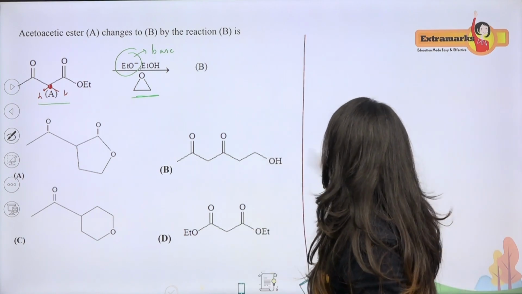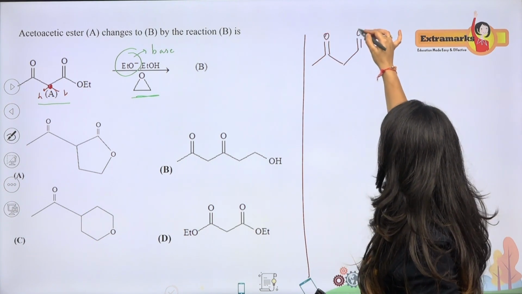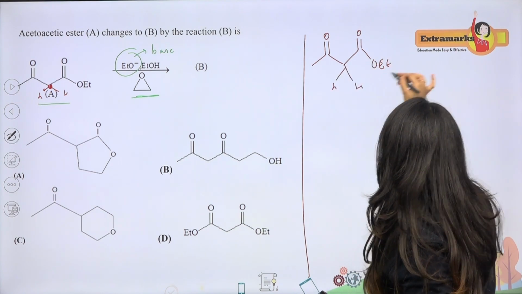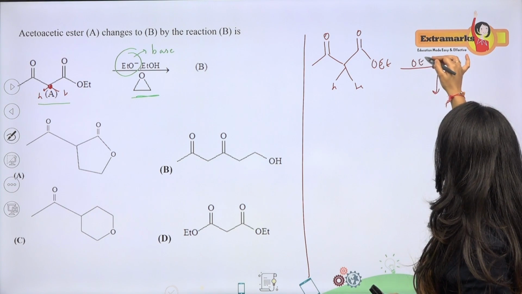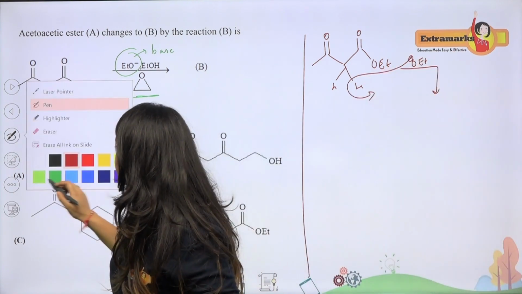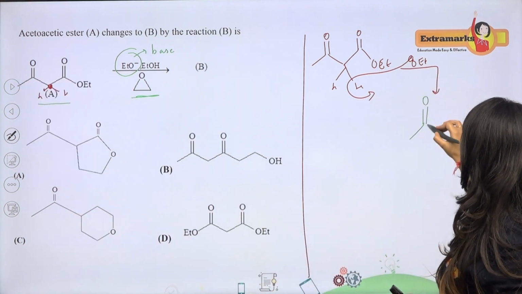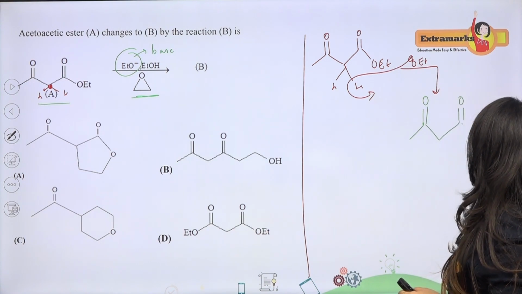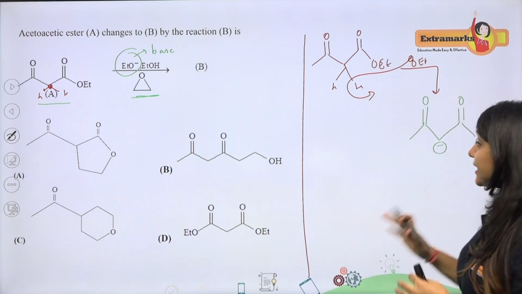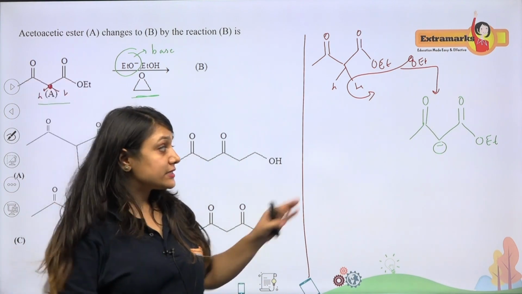So now please carefully look here. When EtO minus reacts with this one, it is going to abstract this particular proton. Okay, so this base will abstract this proton and give you this particular reagent, as you can see here. This compound you are going to get. Now the next question is how the reaction is going to proceed after this one. I hope this is clear to all of you, how this is going to form.